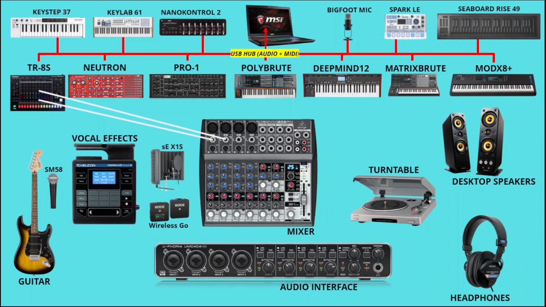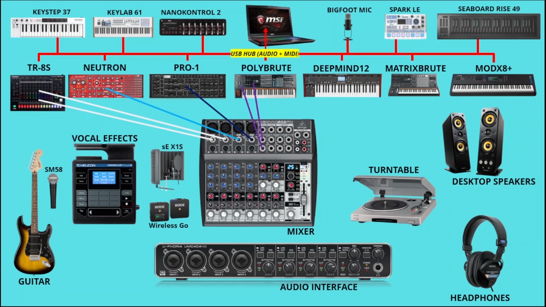The TR-8S runs from its stereo outputs to mono inputs 1 and 2 on the mixer, with each being panned fully left and fully right. This could go to a stereo input, but as you'll see in a second, they're all filled. The Neutron runs 1 audio cable into mono input 3 on the mixer. The Pro 1 also runs a single cable into mono input 4.